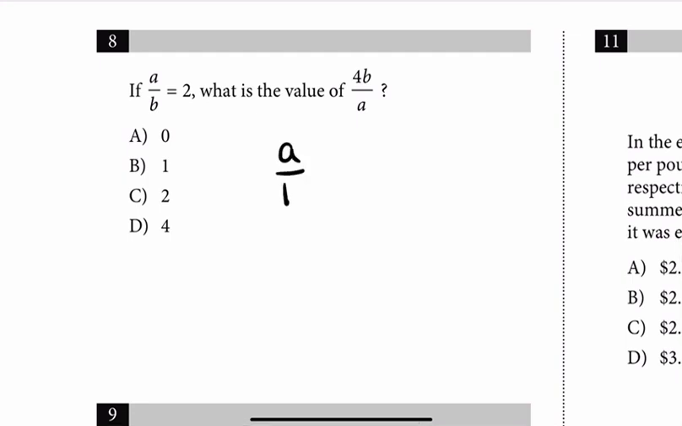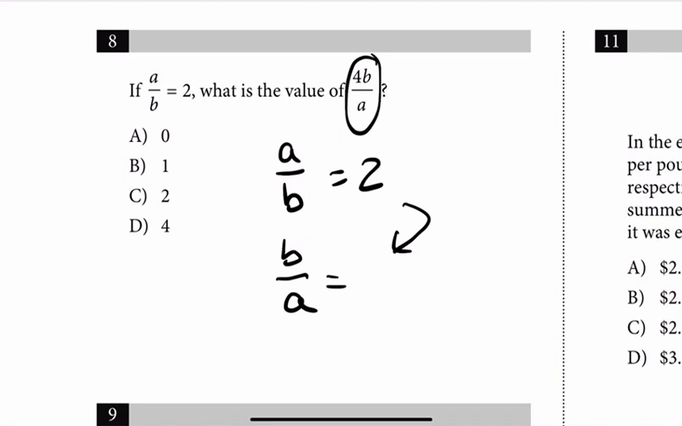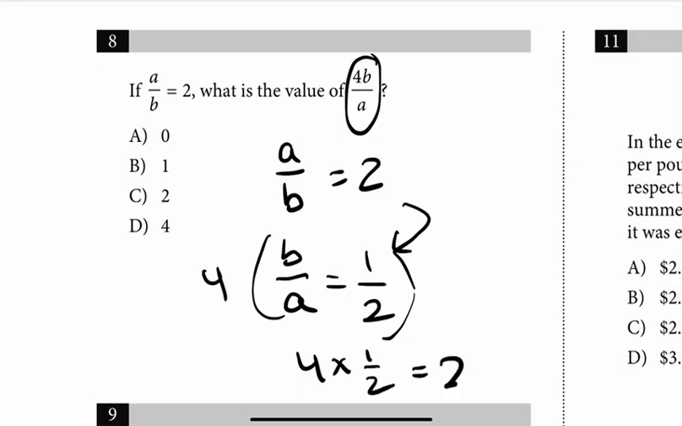If A over B equals 2, and they're asking for 4B over A. To get A over B to B over A, I'm going to flip it, which means I have to flip the other side. So I'm going to put 1 over 2 instead of just 2. And then all they're doing is multiplying this by 4, and 4 times 1/2 is going to be 2. So this is C.